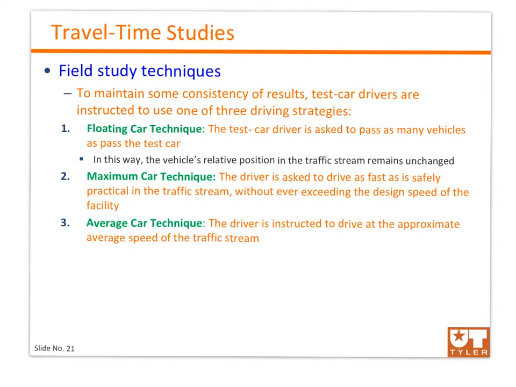Whereas with the average car technique, now we're going to ask the driver to drive at the approximate average speed. The average speed can be a little bit less than the speed limit. If the speed limit is 55, but the majority of the cars are driving at 50 miles per hour, we are going to ask the driver of the test car to drive at 50 miles per hour. Or if it's 54, 55, again, it's all about the average speed of the entire traffic stream.